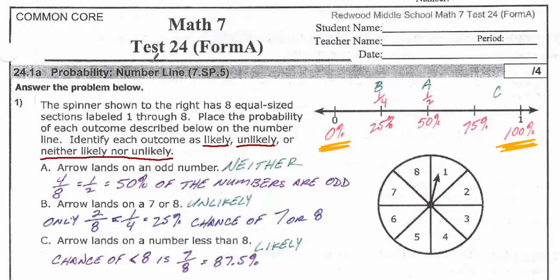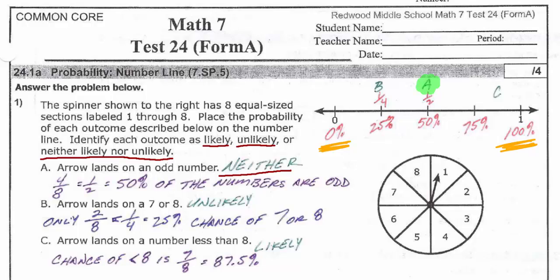So, letter A, the arrow lands on an odd number. Well, let's look at the odd numbers we have. Numbers 1, 3, 5, 7. These are all odd numbers. That means half of the spinner is made up of odd numbers. Well, if half of the spinner is odd numbers, then the likelihood is neither. You know what? You really can't say, oh, that's probably going to happen or probably not going to happen. It falls in the middle. So A is neither. And you'll notice we place A right over here on our number line, right in the middle at the 50% mark.